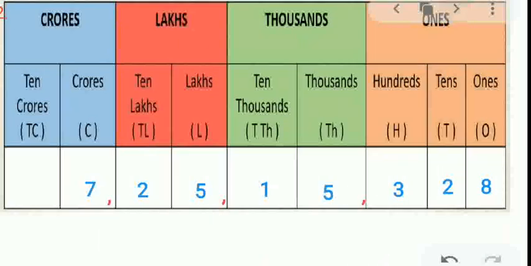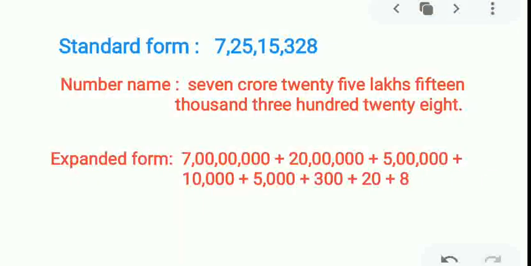Now we learn to write the number name also. Let's see one more example. The number given to you is 72515328. Start putting commas from the rightmost side. 1, 2, 3, comma, 1, 2, comma, 1, 2, comma, 1. Here, no digit is given in the 10 crores place. So no problem. Then how to read it? 7 crores, 25 lakhs, 15,328. This is the number name.